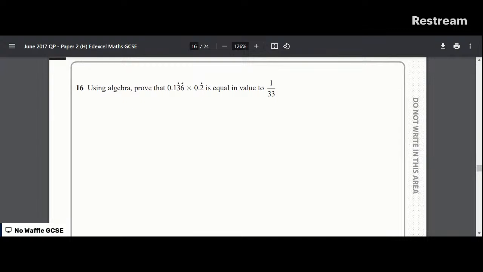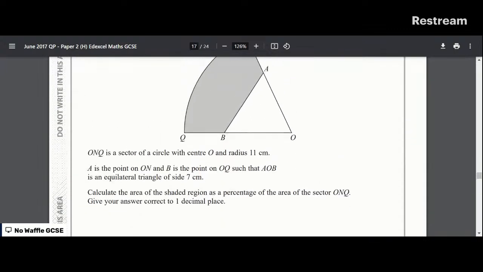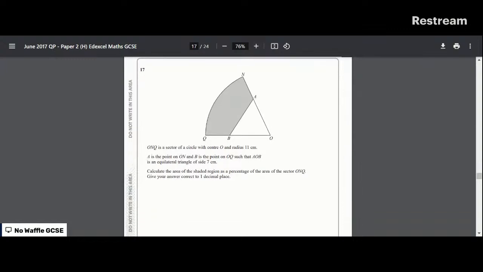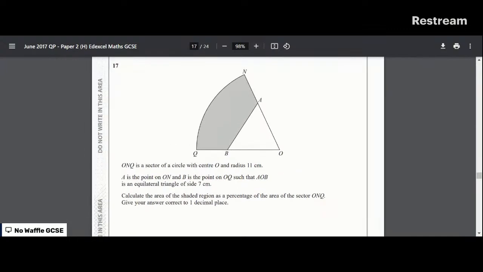Has this topic come up? Recurring decimals. We won't do it if it has come up. Okay, thank you for telling me. Yeah, that seems like a topic that would come up on non-calc. Okay, so let's do this.